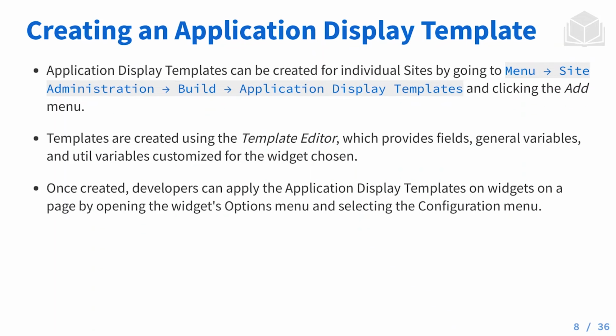All right, so to create our new application display templates, we need to go to the site administration, go to build, and then application display templates. Here we can choose what kind of ADT we want to add, and then we can use the editor provided to us to take advantage of some of those general variables available to us to get us kickstarted in our development of our ADTs.